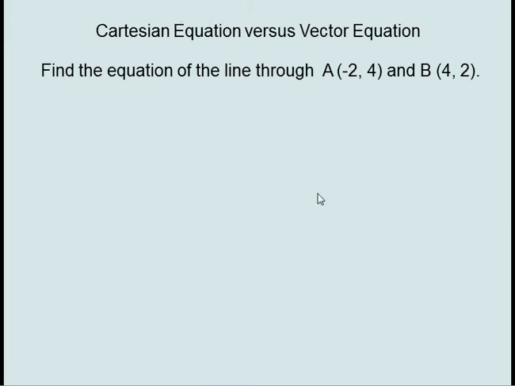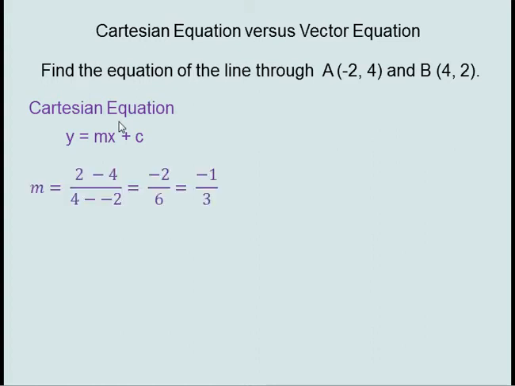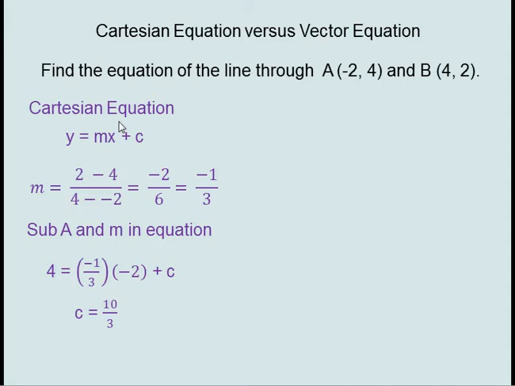I just think it's important at this point to recap what we already know. I think you already know very well that the equation of the line is y equals mx plus c. That's called the Cartesian equation, because you plot it on the xy plane. So the way we did that in the past, we worked out what m was, we substituted a point and m back into the equation and worked out what c was, and we wrote our equation.